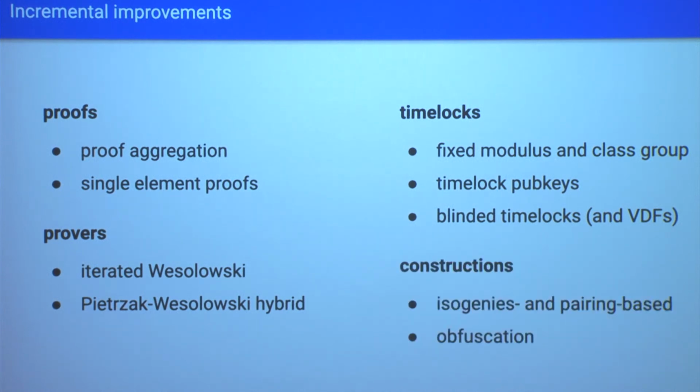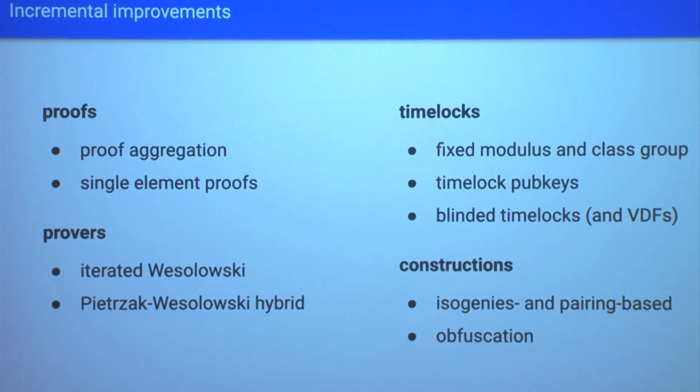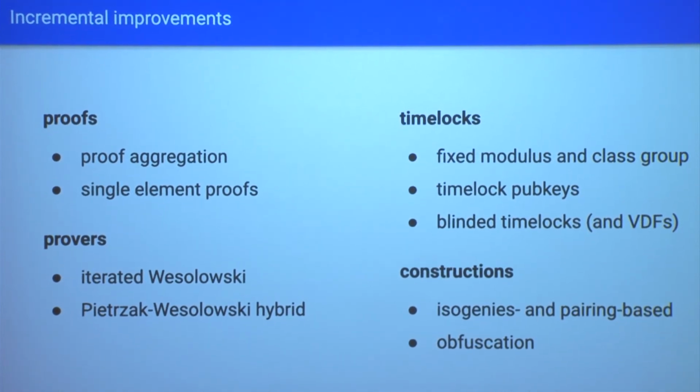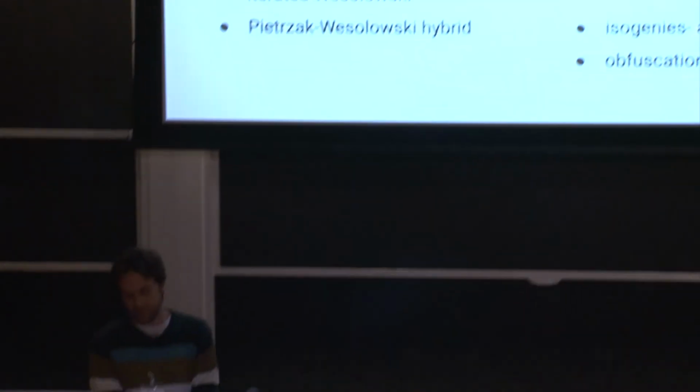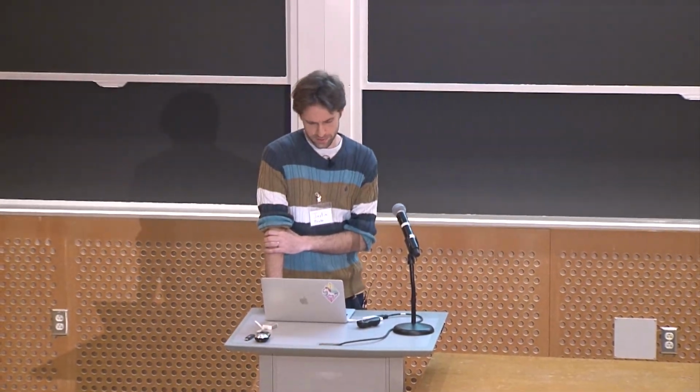There are also new constructions from the world of academia. There's a recent one based on isogenies and pairings. They were trying to build a quantum secure VDF, and so they went down the route of isogenies. It turned out that they didn't quite succeed because of the pairings, but it's still very interesting. And I think there might be a talk today on yet another construction.